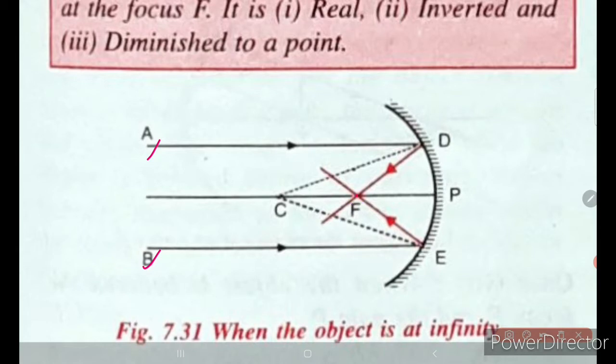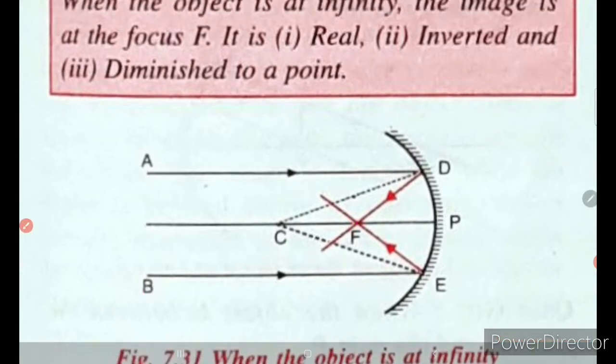So as you all know, when the rays actually meet, they form a real image. So the first nature of the image will be real. Now the second one is inverted, because all real images are inverted, right, and it is diminished because, as you can see, the object size is quite large compared to the image size, so it is highly diminished to a point, and it is formed at the focus.